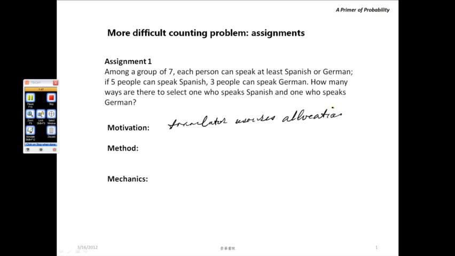According to the context, we can see that 5 people can speak Spanish and 3 people can speak German. Immediately we find that 5 plus 3 is larger than 7. This suggests there's one person who is bilingual and can speak both Spanish and German. So 4 people can only speak Spanish, and 2 people can only speak German. In such a case, the desired job can be done in 2 types of options.